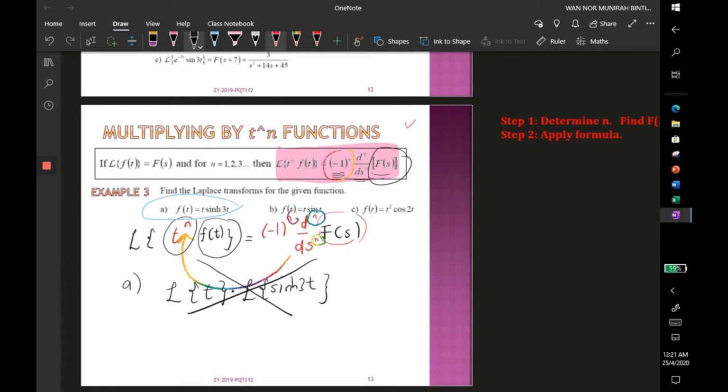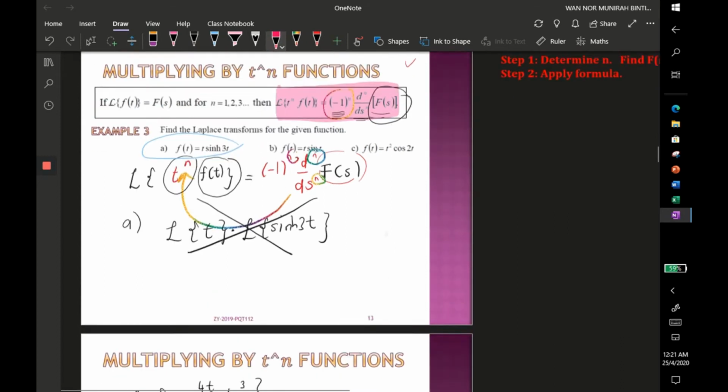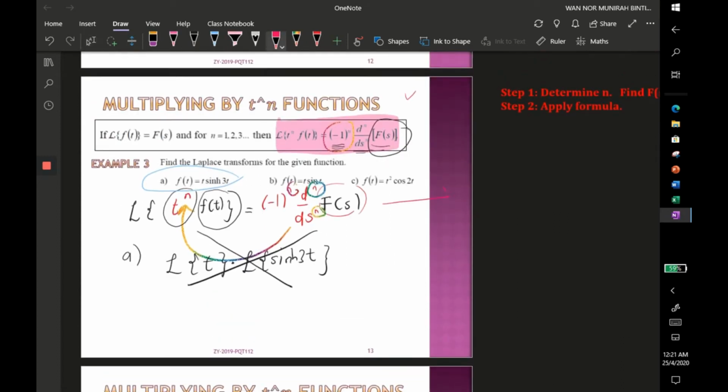If you compare to the definition just now, we find that your t to the n equals t to the power of 1. Therefore, your n equals 1. So we can conclude that our f(t) is sinh 3t. Find the Laplace transform of sinh 3t first.